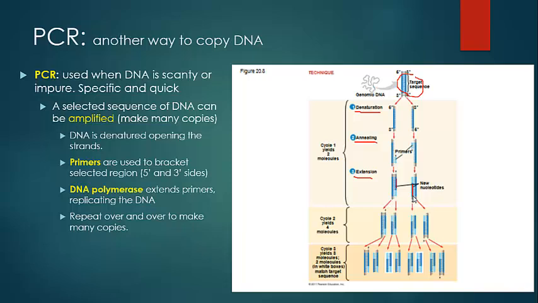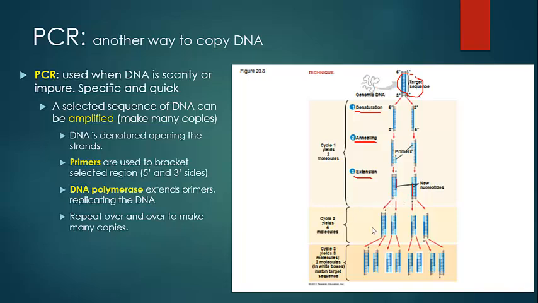You can see that each cycle of PCR has 3 processes: denaturation, annealing, and extension. Denaturation, heating up the DNA to open the 2 strands. Annealing, adding primers. And extension, DNA polymerase synthesizing the new strands of DNA. At the end of our first cycle of PCR, we go from having 1 gene to having 2.